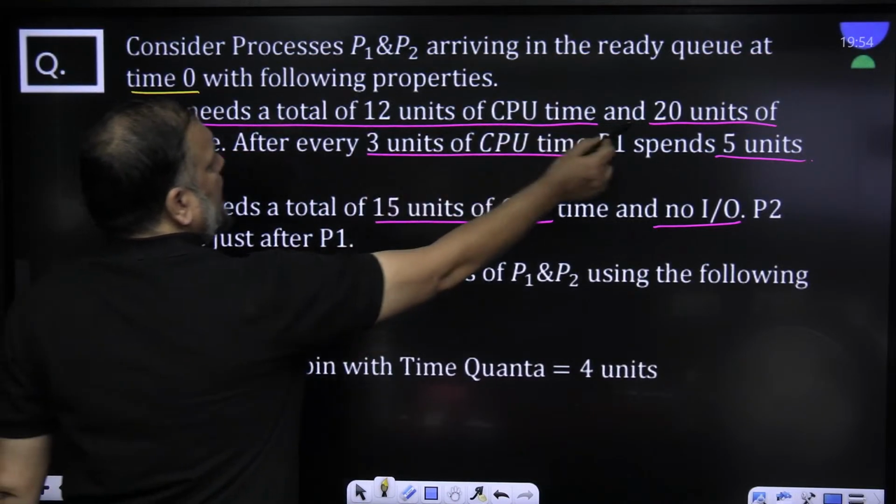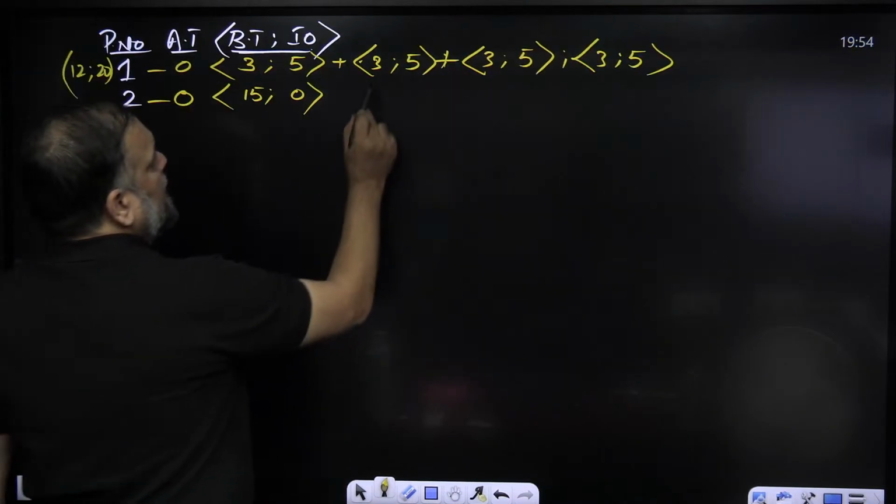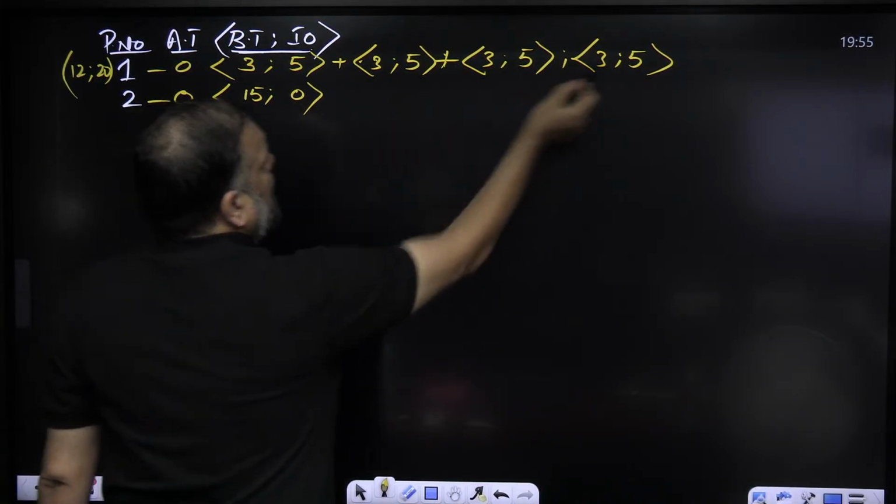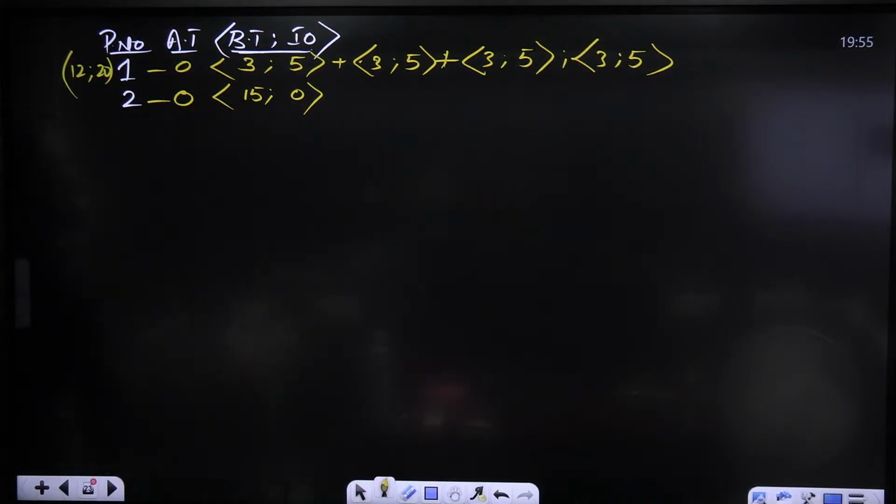टोटल 12 यूनिट्स एंड 20 यूनिट्स ऑफ IO. अब देखेंगे 12 यूनिट्स कंप्लीट हो गए. 1 2 3 4 12. 1 2 3 4 20. ये है लाइफ साइकिल ऑफ P1.